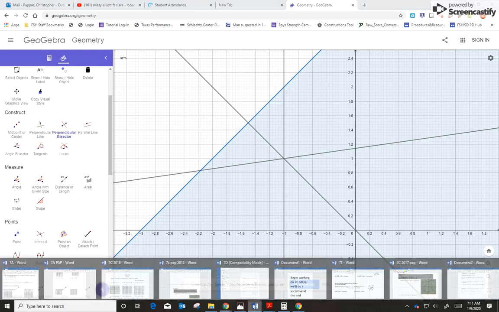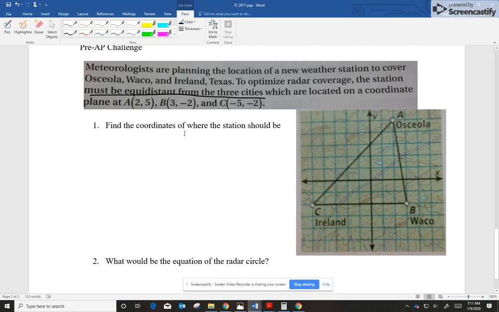Okay, so in order to find a center of a circle with 3 points, all we need to do is do the perpendicular bisectors of the 3 sides and find out where the center is from where the 3 perpendicular bisectors intersect. So the perpendicular bisectors intersect right there at -1, 1.